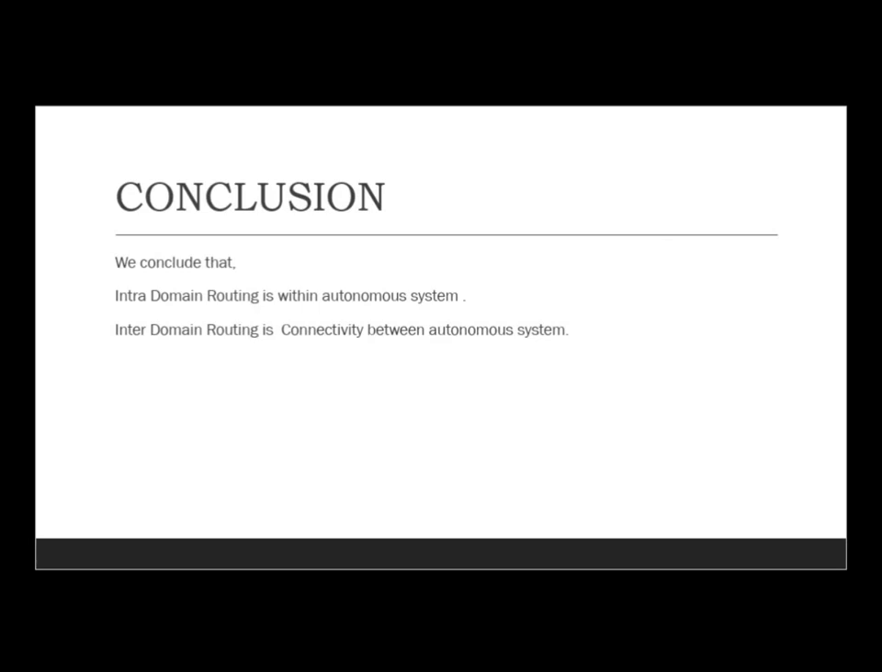From this, we conclude that intradomain routing is within an autonomous system, and interdomain routing is connectivity between autonomous systems. So here I end my session. Thank you for listening.